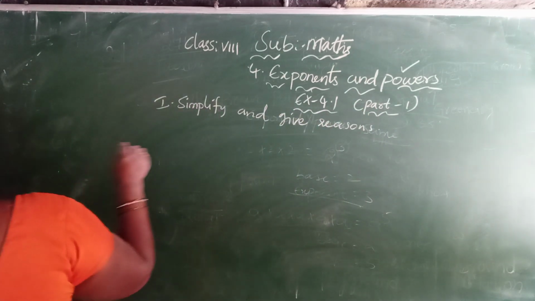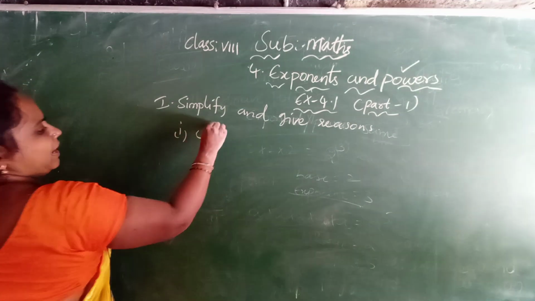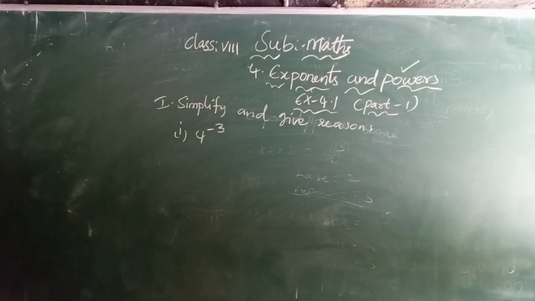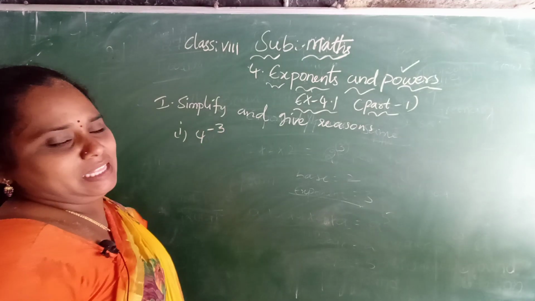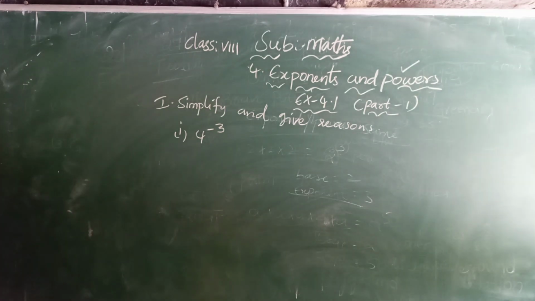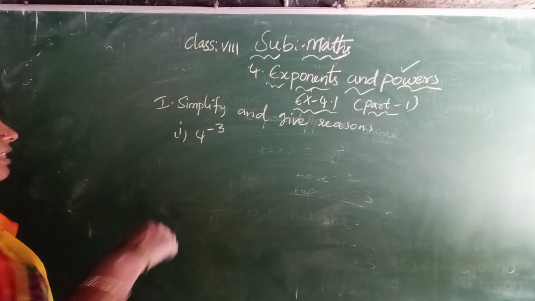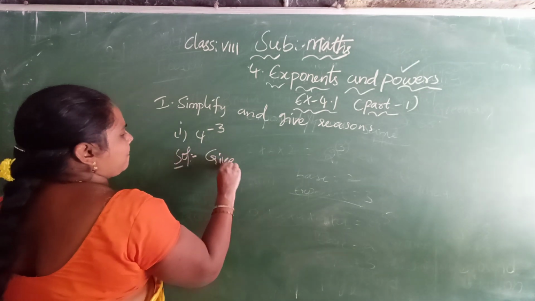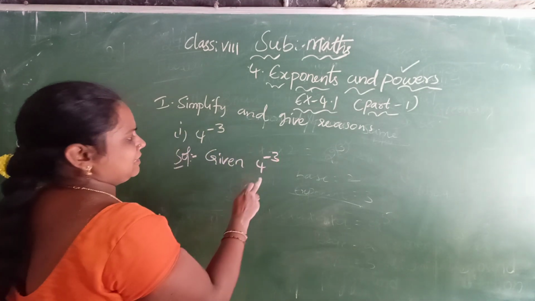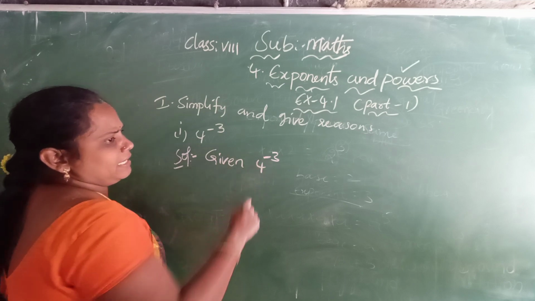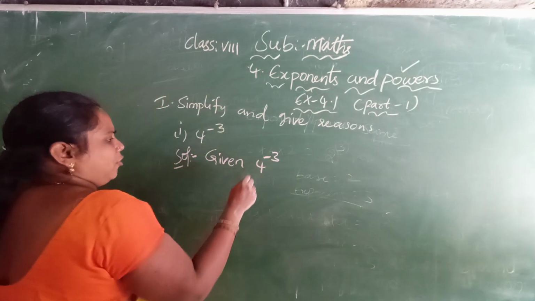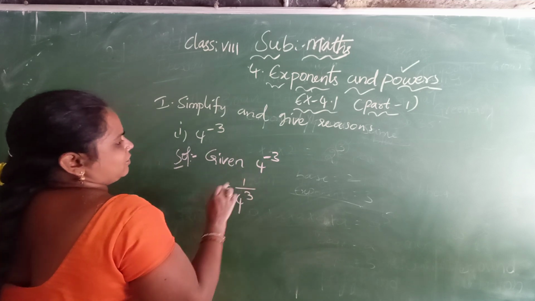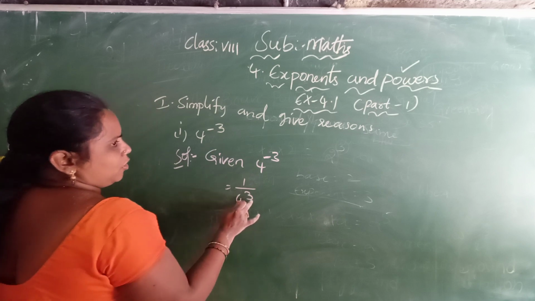So what is the first term here? 4 power minus 3. How will we write 4 power minus 3? 4 is having a negative power. See, given 4 power minus 3, 4 is having the negative power. So I am making this reciprocal to make it a positive power. So it becomes 1 by 4 power 3.